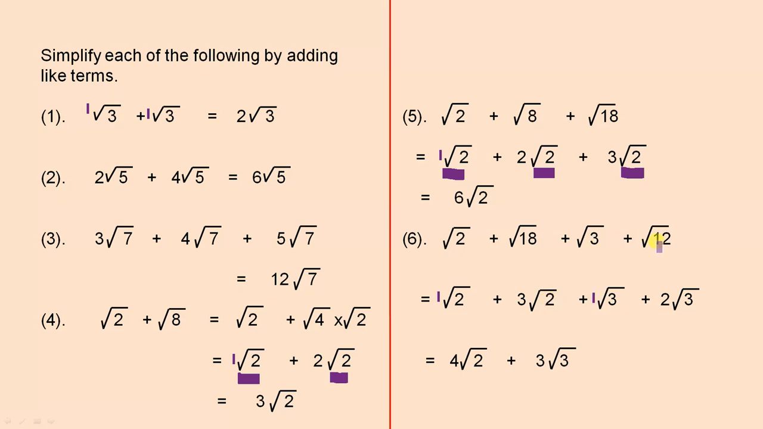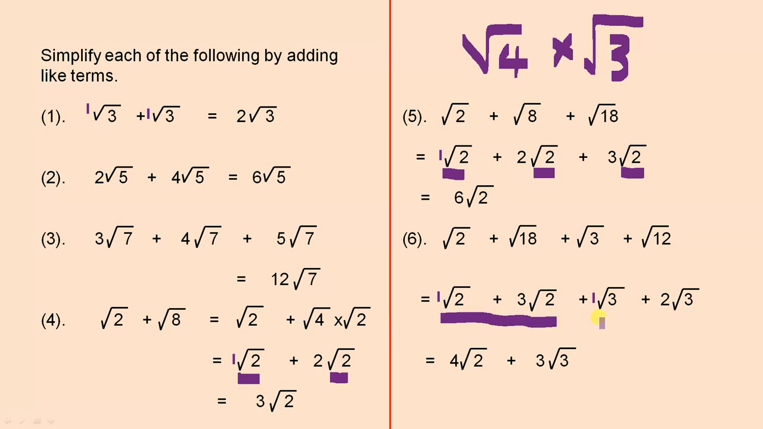Now, the square root of 12, we can write the square root of 12 as the square root of 4 times the square root of 3. But we know that the square root of 4 is 2, so that gives us 2 the square root of 3. So here we have two like terms, and here we have two like terms.